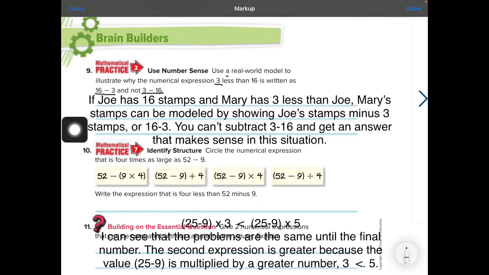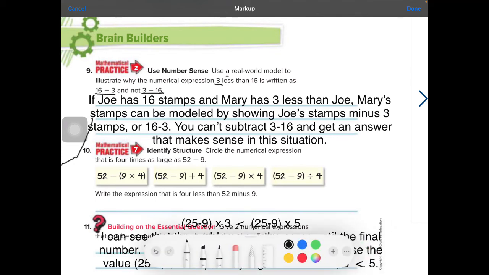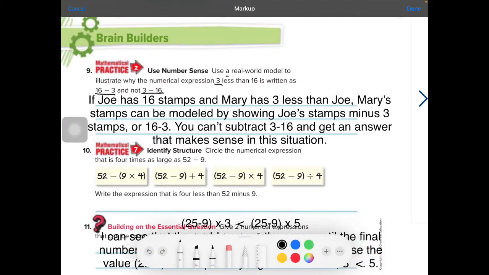And here's an example of a story problem with some artificial names in an artificial problem. There we go. If Joe has 16 stamps and Mary has 3 less than Joe, Mary's stamps can be modeled by showing Joe's stamps minus 3 stamps, or 16 minus 3. You can't subtract 3 minus 16 and get the answer that makes sense in this situation.